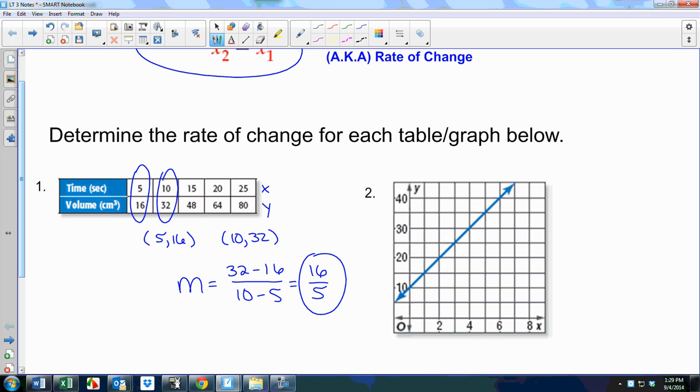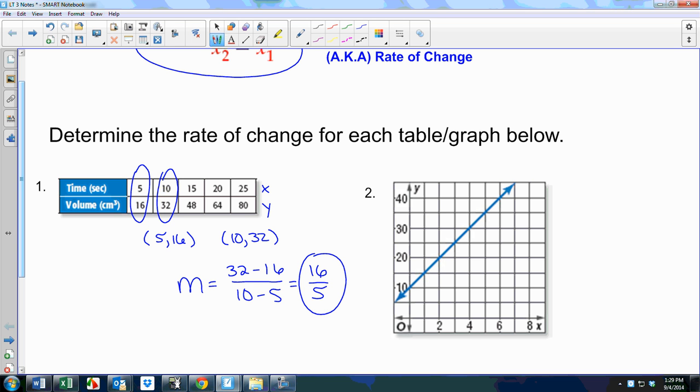I was testing you. I've heard that word over all day. It's okay. But over could be left or right. So let's practice using the words right 5. Because if it were left 5, that's a negative, and that's different, right? So up 16, right 5. All right, moving on to number 2.